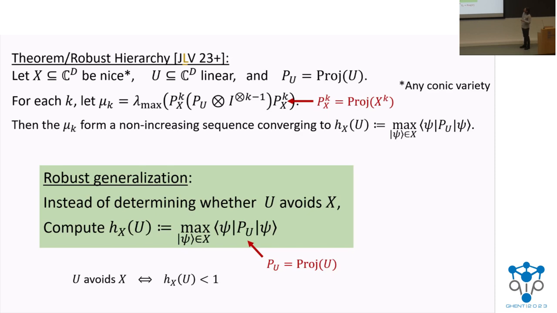So what do you do? You let mu k be the maximum eigenvalue of the projection onto U, tensored with identity k minus 1 times. So this is the kth level of the hierarchy. You're working in this k-fold space, and then you sandwich that by the projections onto this space Xk, which we're coming to love in this talk. Then these mu k's form a non-increasing sequence that converges down to this maximum overlap. So at each level, you get an upper bound on the maximum overlap, and in the limit, they converge down to the true overlap.